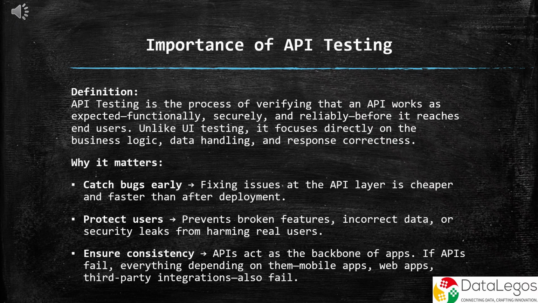API testing is the process of verifying that an API works as expected, functionally, securely, and reliably before it reaches end users. Unlike UI testing, it focuses directly on the business logic, data handling, and response correctness. This is crucial because it helps to catch bugs early, which is cheaper and faster to fix. It also protects users from broken features, incorrect data, or security leaks. APIs are the backbone of applications, and if they fail, everything else depending on them also fails.